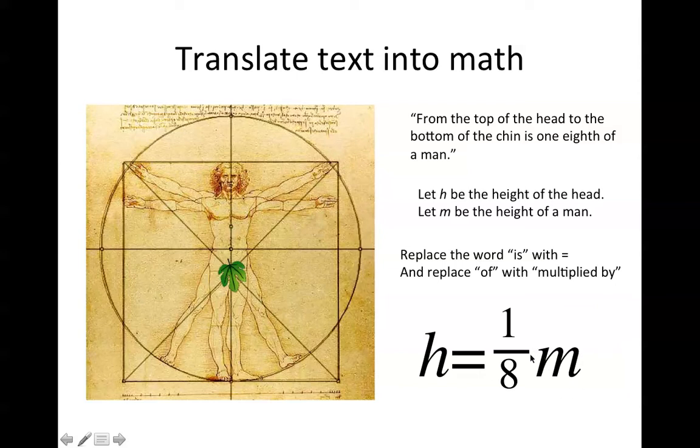Notice that there is no multiplication symbol between 1/8 and m. That's a convention of algebra. When we write numbers like this, we don't have to write the multiplication symbol, because if we write 1/8, or any number really, right next to a variable like m, we know that that means we're multiplying these two numbers.